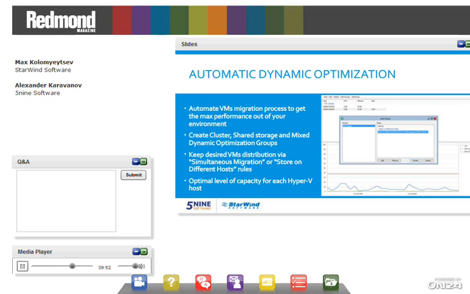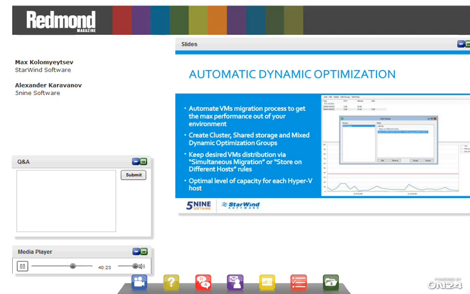As for the groups, we have cluster, which is something that we're obviously talking about today, and shared storage and mixed dynamic optimization groups. These groups allow you to optimize the load in different scenarios. So we support even scenarios when you don't have a cluster set up. Obviously, that's not very recommended, but in case you really need that and you don't want to do that manually, we can do that for you with dynamic optimization built in.